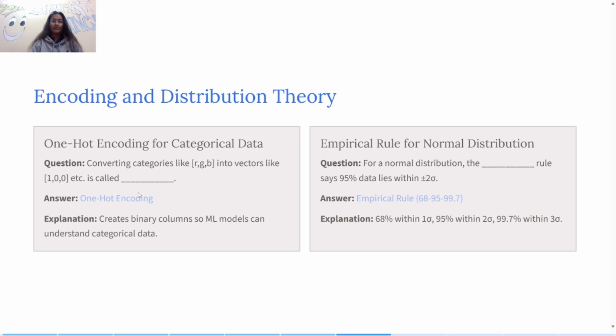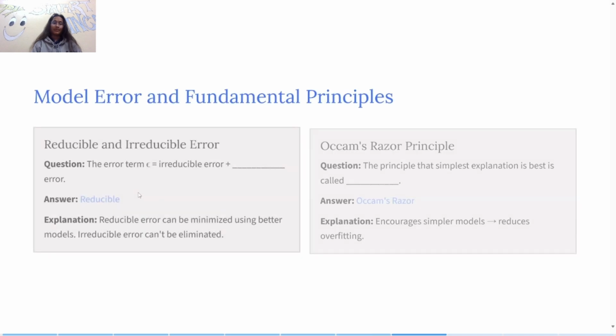So here is question number 12. For a normal distribution, which rule says 95% of data lies within plus minus 2 sigma? So this comes from the empirical rule, also known as the 68, 95, 99.7 rule, which states that 95% of data lies within 2 standard deviations from the mean. So the answer here is the empirical rule.